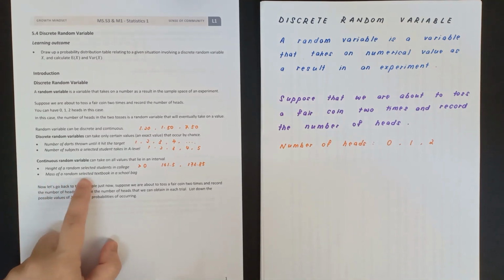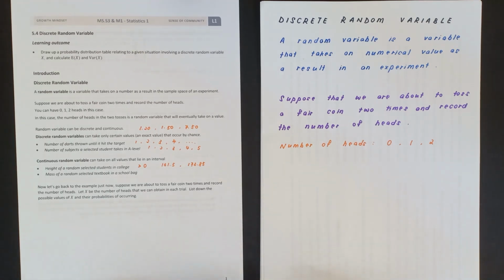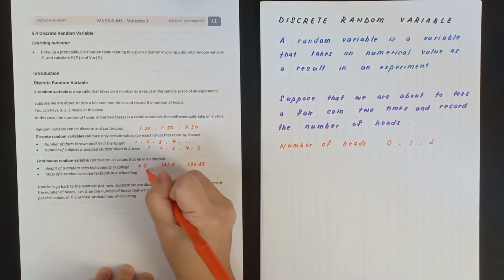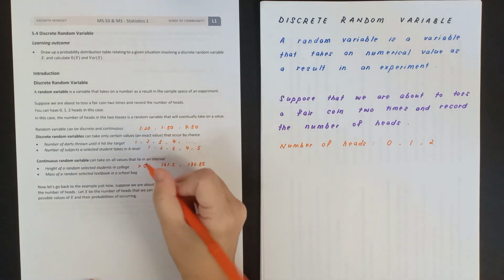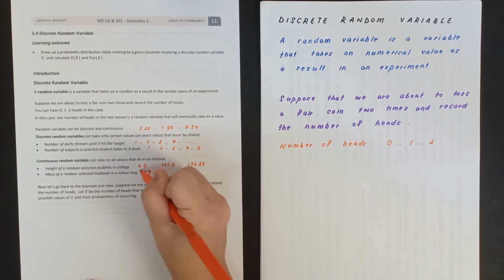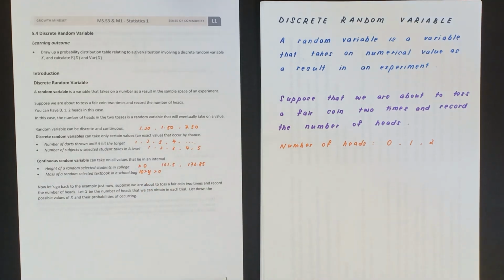Like the mass of a randomly selected textbook, okay, so maybe we say that the maximum mass of the textbook is 10 kg. So what is the mass? The range will be, let's say if this is y, then y must be greater than 0, but it will always be smaller than 10 kg. Okay, so this is the interval that you can accept your data to be in. So it is not an exact value. Okay, so that is a continuous random variable.